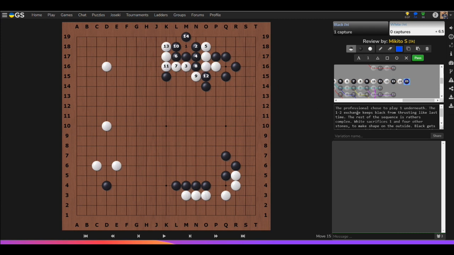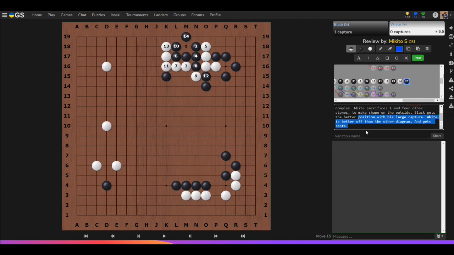So in the end, the professional chose to play 1 underneath. The 1-2 exchange, so the 1 and the 2, the Hane, keeps black from thrusting. That's what the book says here at 6, and we've kind of found the pattern there. The rest of the sequence is rather complex. White sacrifices 1 and 4 other stones to make shape on the outside.